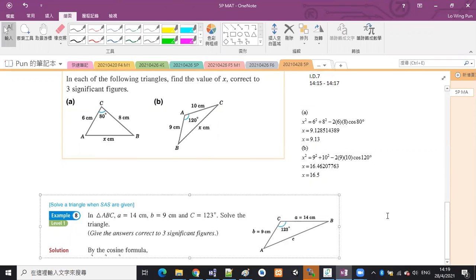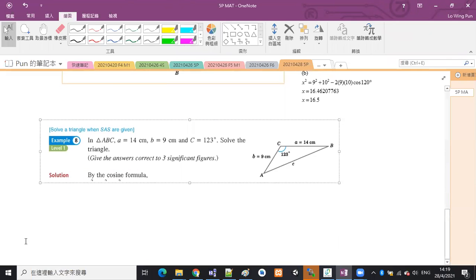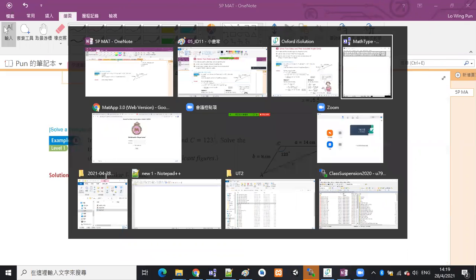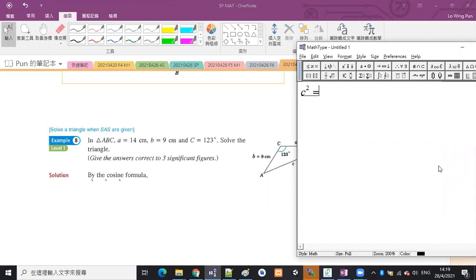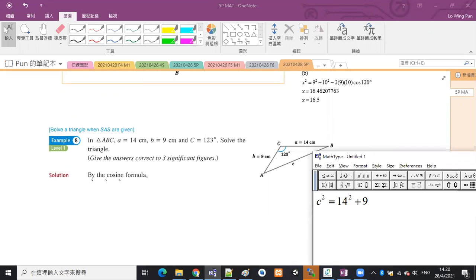Okay. First, what we have now is 14 cm, 9 cm, and 123 degrees. But they cannot form a pair of corresponding length and angle. So we cannot use the sine formula. Okay, so we are going to use the cosine formula to start. So this is c squared is equal to a squared plus b squared, which are 14 squared plus 9 squared, minus 2 times 14 times 9 times cosine 123 degrees. Okay, and then c will be equal to calculator.